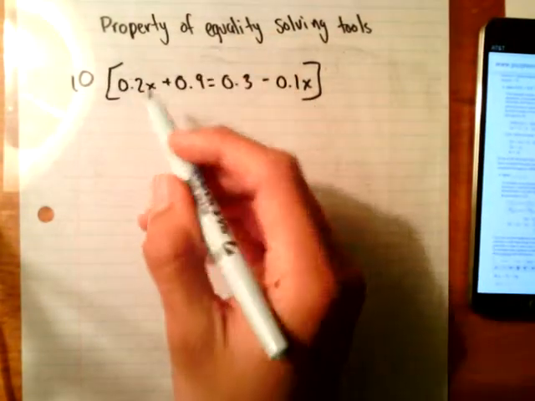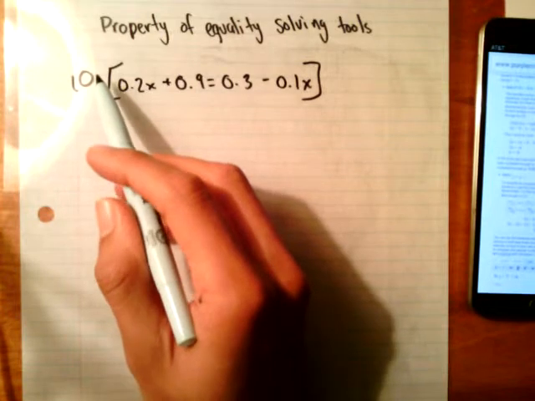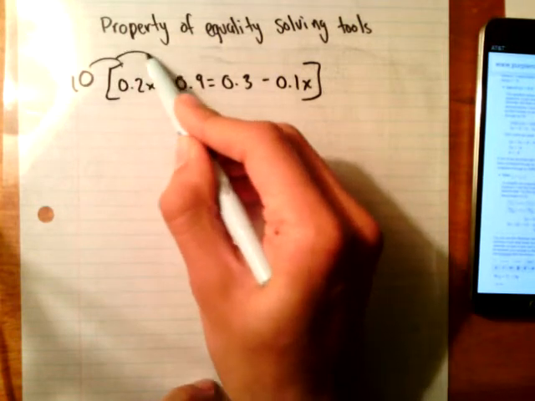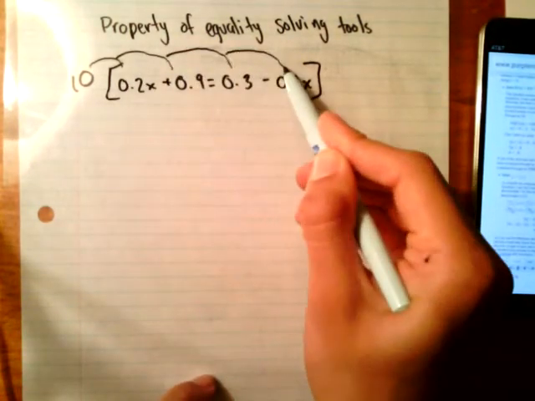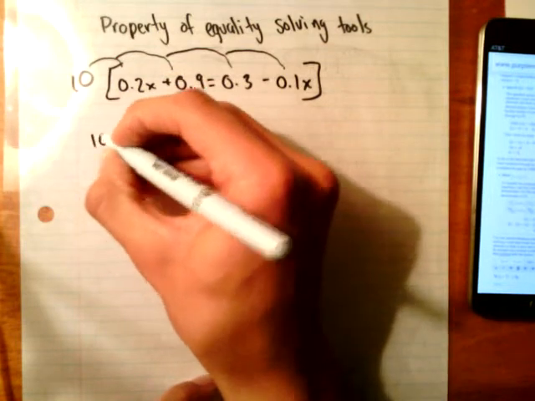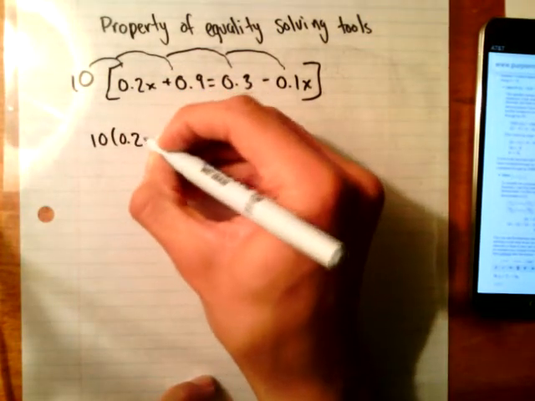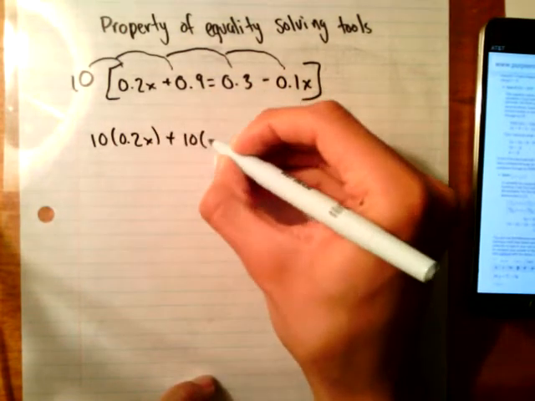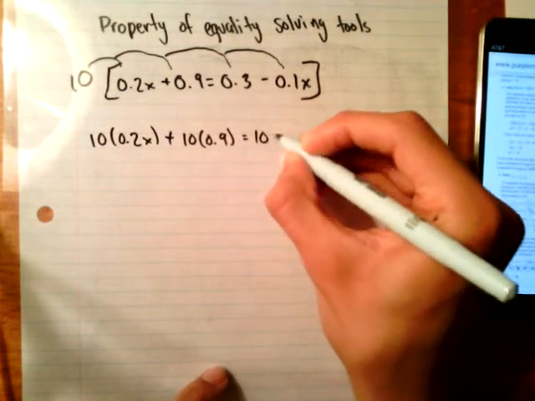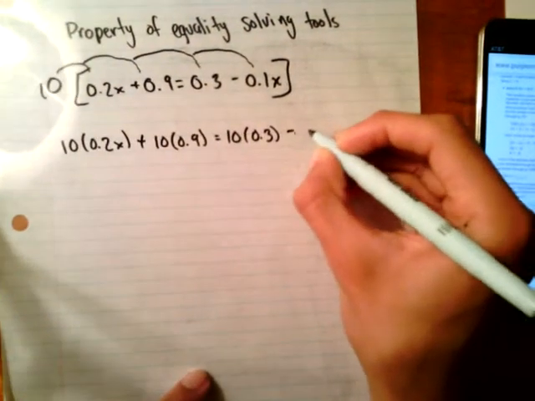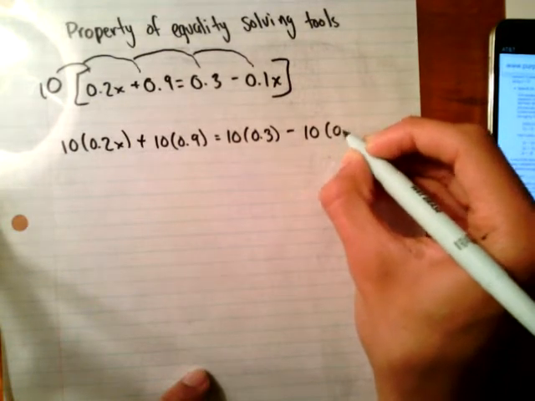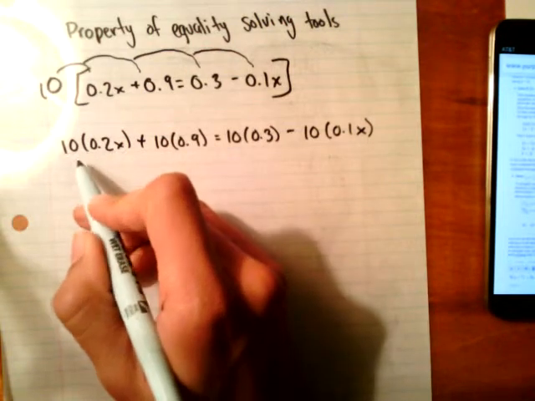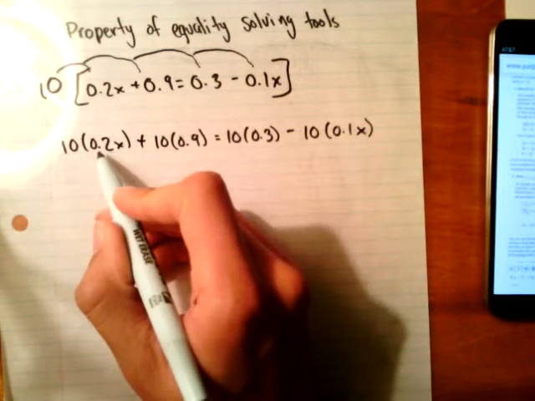Okay, so now this is also a really good step because this highlights the distributive law, where we would have to distribute this 10 to each value in this equation. Alright, so I will write this below. So we have 10 gets multiplied to 0.2x plus 10 gets multiplied to 0.9 is equal to 10 times 0.3 minus 10 times 0.1x.